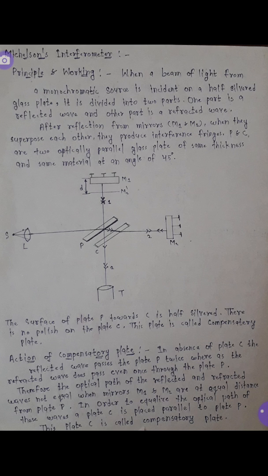In the absence of plate C, the reflected wave passes through the plate P twice, whereas the refracted wave does not pass even once through the plate P. Therefore, the optical paths of the reflected and refracted waves are not equal when mirrors M1 and M2 are at equal distance from plate P. In order to equalize the optical paths of these waves, a plate C is placed parallel to the plate P. This plate is called the compensatory plate.